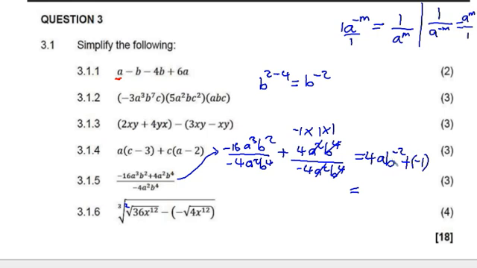So when the exponent is negative, just take it up or take it down so that it becomes positive. So this b raised to a negative 2 should go to the denominator. We have 4a over b with a positive 2. Positive and negative will give us a minus 1. All right, that's all here.